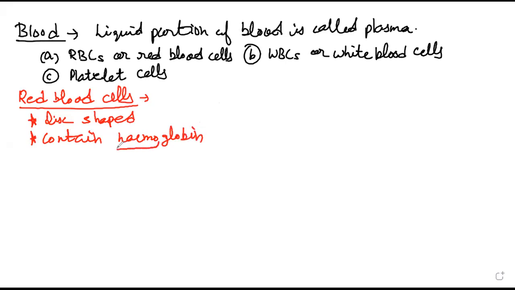Hemoglobin. Here, hemo means iron, right? Iron is present in it. Heme, H-A-E-M, means iron. The abundance of red blood cells is the reason for the red color of the blood. They transport oxygen to all cells of the body. Hemoglobin contains iron, so it is carried to every cell in the body, where it releases oxygen.